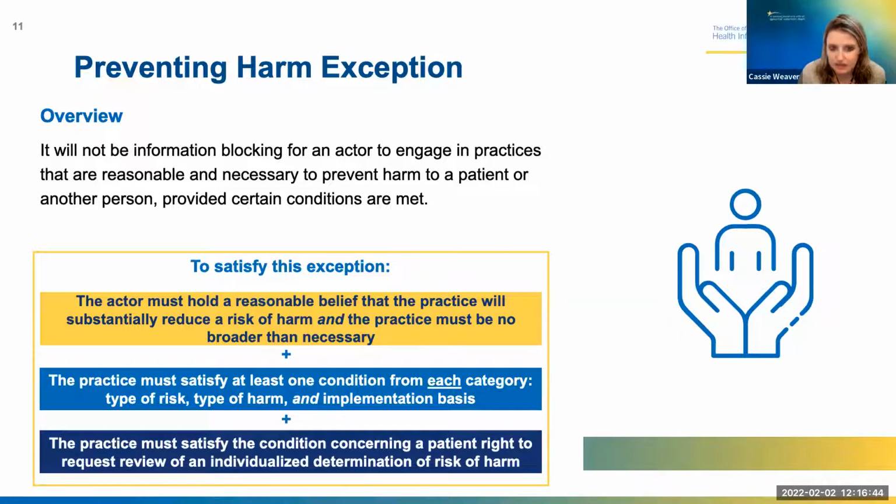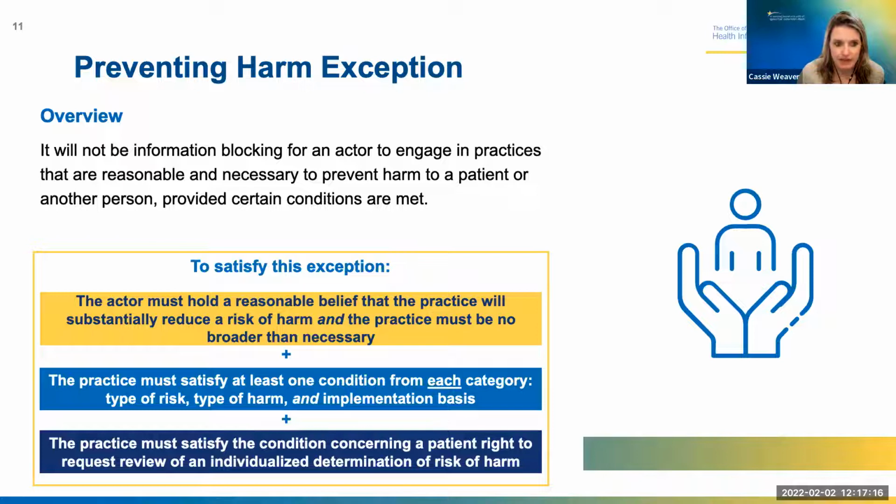I may say must or other words like that when discussing this slide, but I only mean that in the context of meeting the exception, not as a general rule or requirement that actors must undertake. The conditions that must be met to satisfy this exception are shown here in the boxes in the lower left-hand corner. First, in yellow, the actor must hold a reasonable belief that the practice will substantially reduce a risk of harm, and the actor's practice must be no broader than necessary.